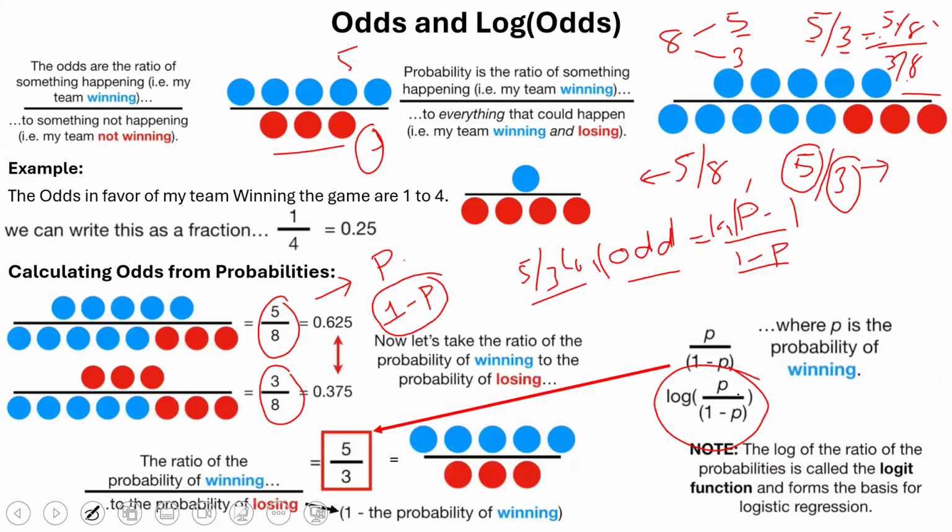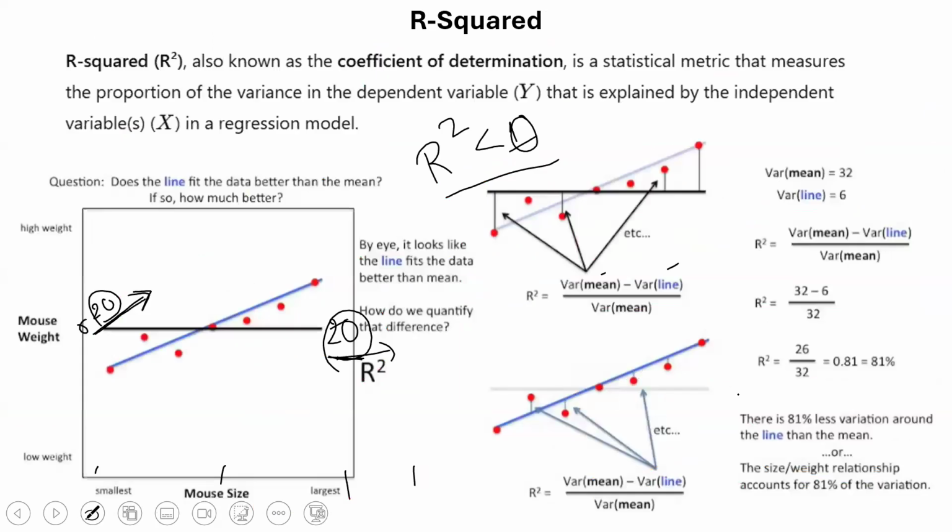And then we understood what odds are. Odds is nothing but something happening to something not happening, whereas probability is something happening to everything that could happen. And converting odds to probabilities is what we have seen.